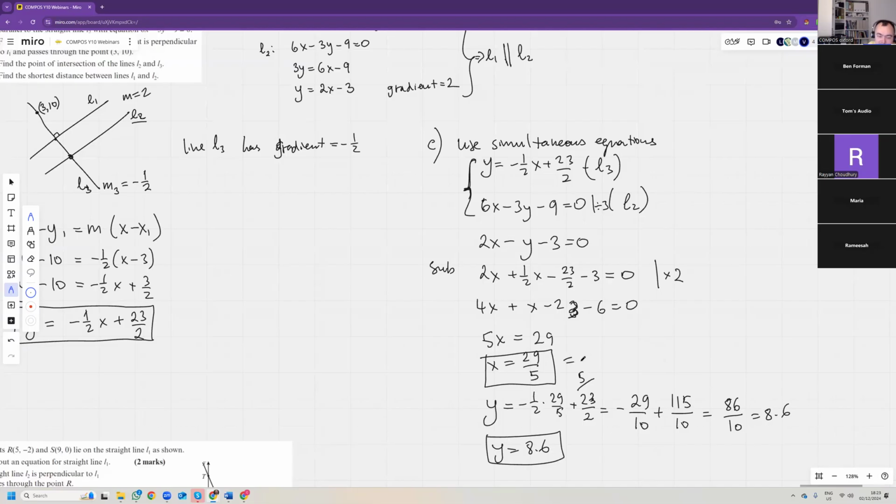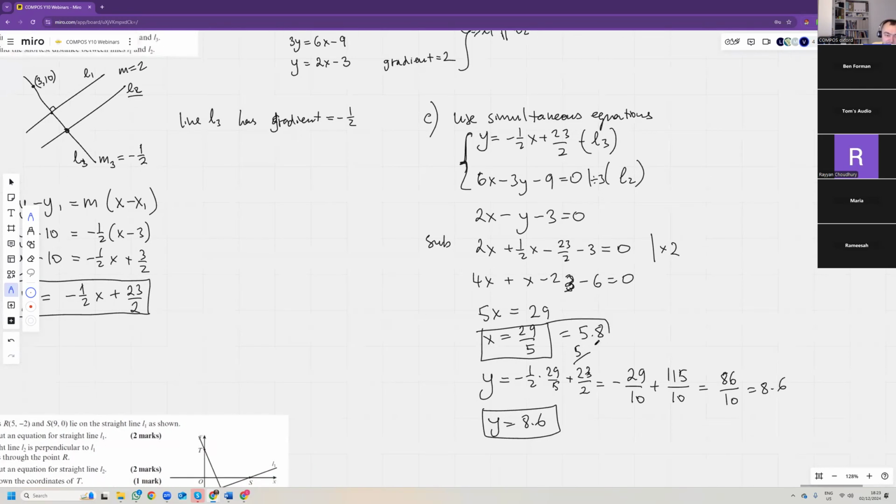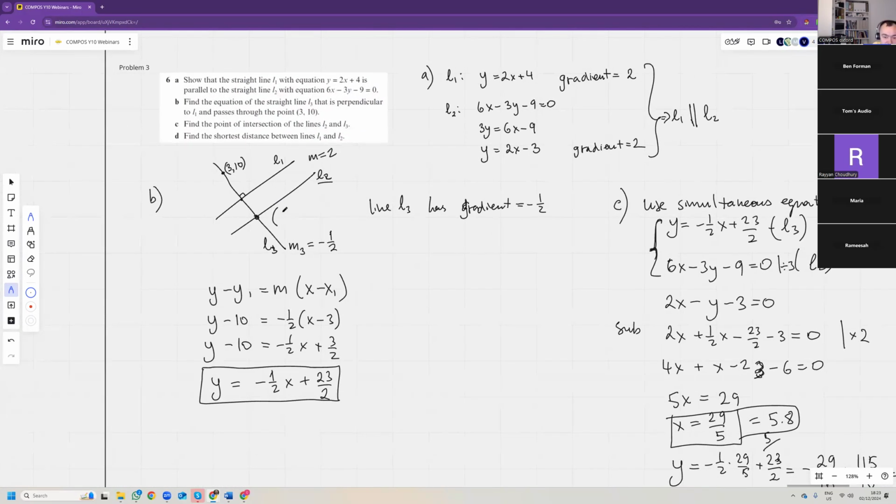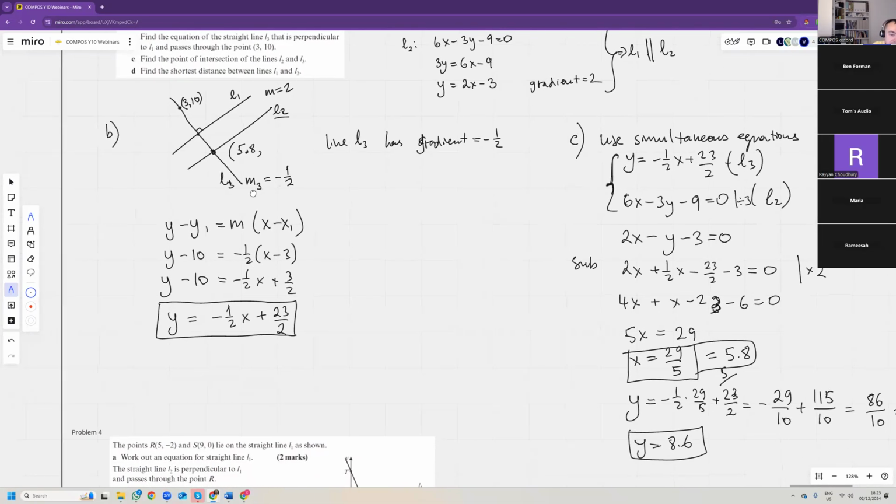And x, let's make it a decimal as well. So it's 5.8. Is it? Yeah, 5.8. Okay, so that's the intersection. So the intersection of the points is 5.8, comma 8.6.